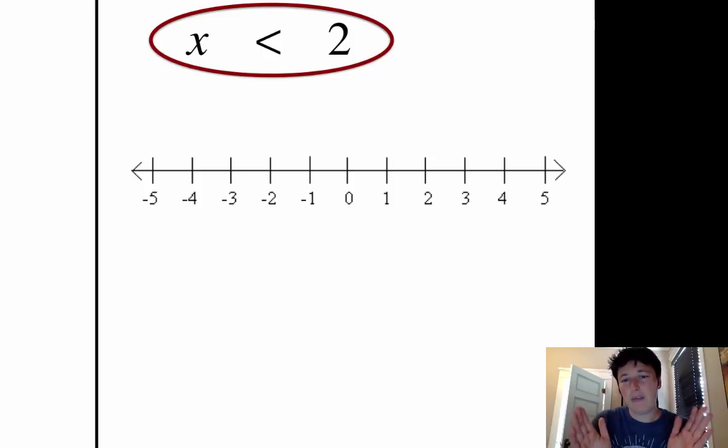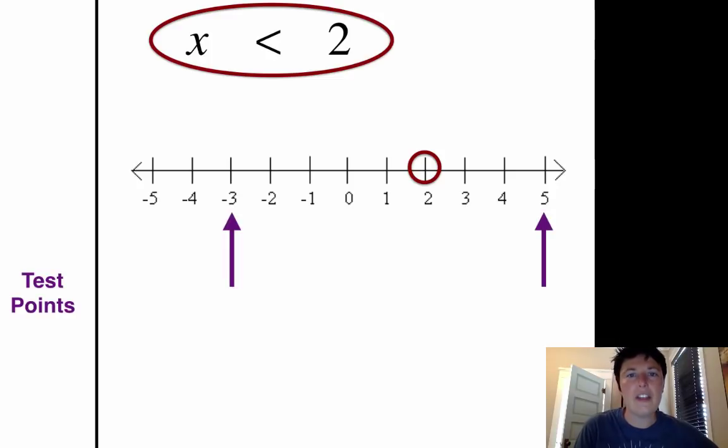When I'm actually doing it with pencil and paper, I try to make it really neat. The important number we're focusing on is 2 because x is less than 2. So I'm going to circle 2. I'm going to test points on the left and the right, and see which one passes and which one fails. I think what we'll do is test 5 and negative 3. 5's on the right, negative 3's on the left. I kind of picked them at random. I could have picked any points on either side.